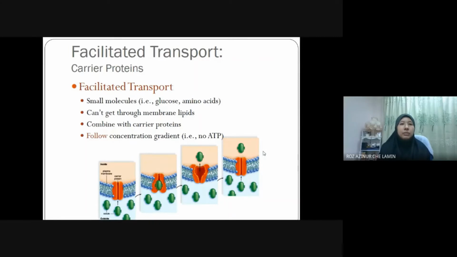Okay, now we move to facilitated transport, which involves the carrier protein. So what happens here for facilitated transport, especially for small molecules like glucose and amino acids, is that they can't get through the membrane lipid. So it needs a special protein, which is most of the time what we call a carrier protein. It can be moved from one spot to another, from outside the cell into the cell, which does not require any ATP.